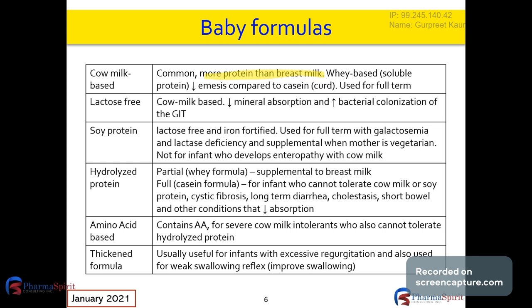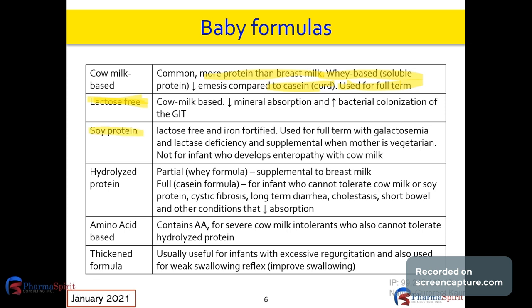The cow milk based formula has two types. There is the whey based formula, which is a soluble protein, and this is usually the best formula because it reduces emesis compared to formula that contains casein. And usually, cow milk based formulas are used for full term babies. There are some cow milk based formulas that are lactose free. However, they reduce mineral absorption and increase bacterial colonization of the GIT. But of course, these are for those who have a problem taking lactose.